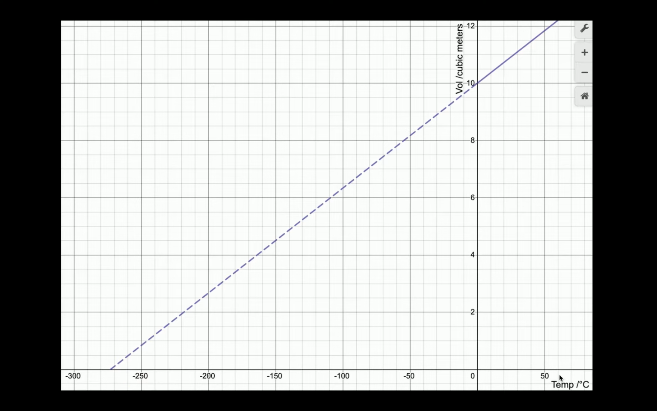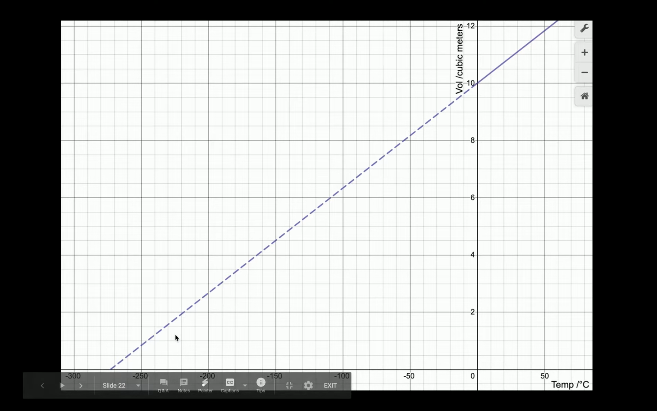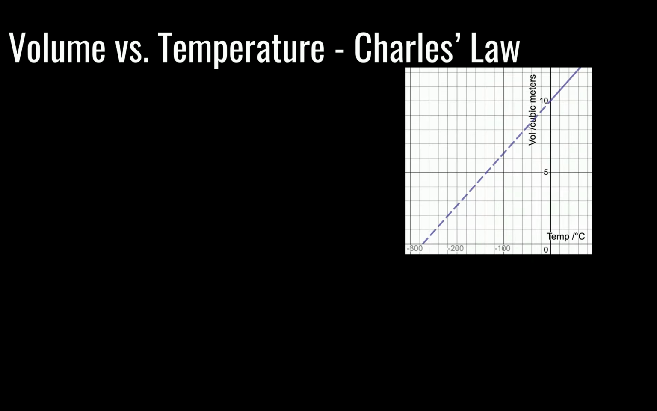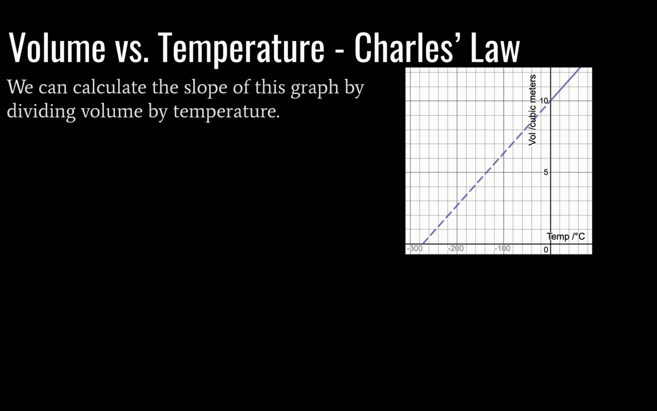And there we go. Note there the x-intercept down here. This should look familiar to most of you. It is around negative 270 degrees Celsius. Actually, it's negative 273 degrees Celsius. That should sound very familiar. It is, of course, absolute zero.